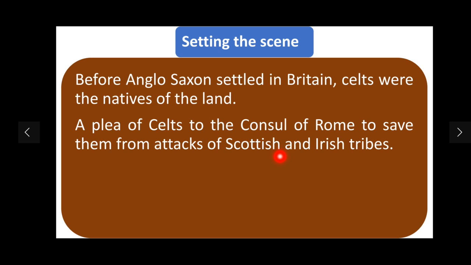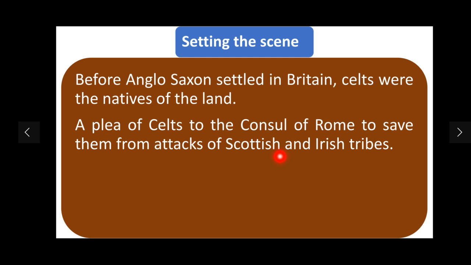So I hope you got it. Let me summarize this. First, there was an invasion of Celt people in 500 BCE on Britain. They came, they settled in Britain. And then in the 1st century, Britain was made part of the great Roman Empire. And then it remained part of the great Roman Empire for almost 500 years.